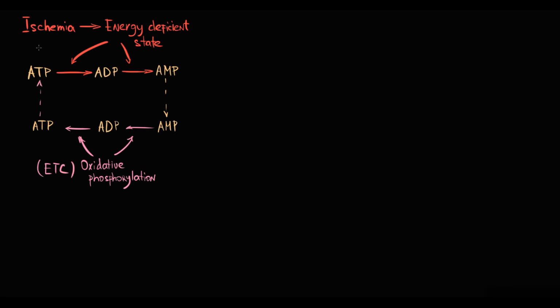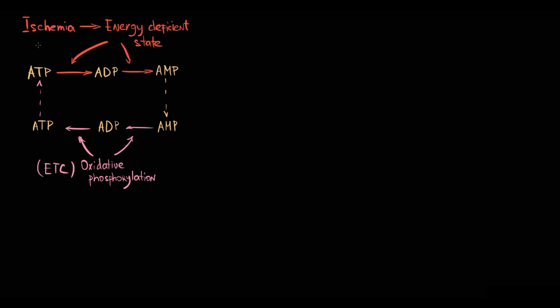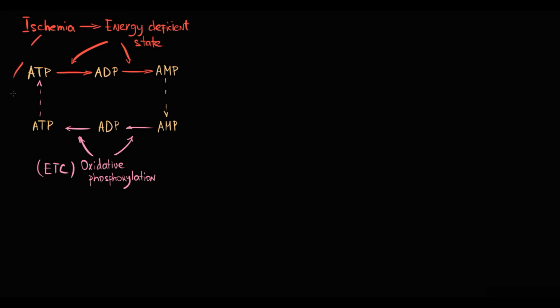But in ischemia, when ATP molecules undergo hydrolysis with subsequent formation of AMP molecules, they cannot be recycled back to ATP, because in ischemia without oxygen, electron transport chain is not working. As a result, because cell cannot phosphorylate AMP back into ADP, AMP molecules accumulate inside the cell.